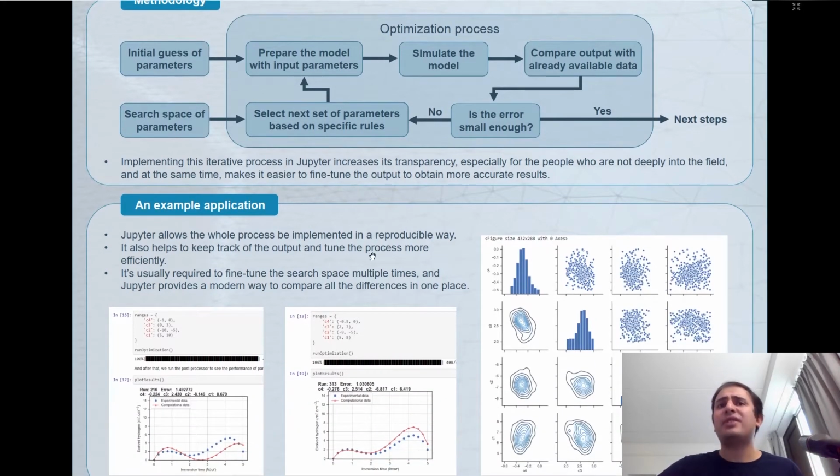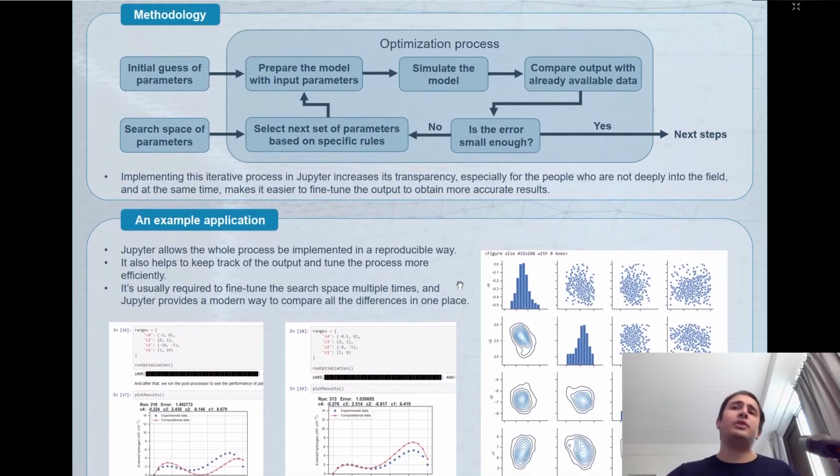One of the challenges for the user that does this, in practical application, is the user should fine-tune the search space several times. The search space is the pool out of which these parameters are taken by the optimization process to be tested in the model.